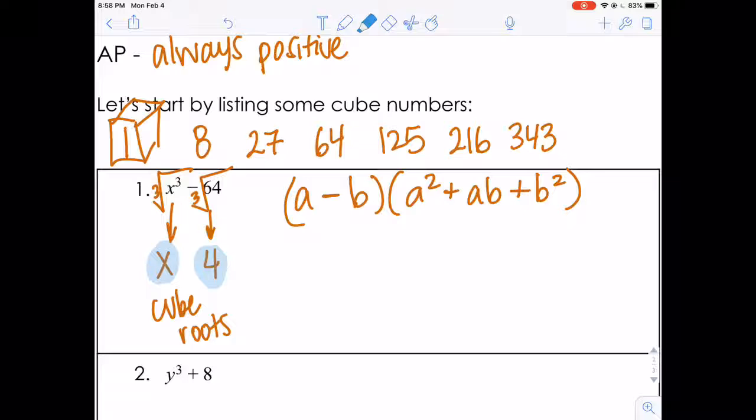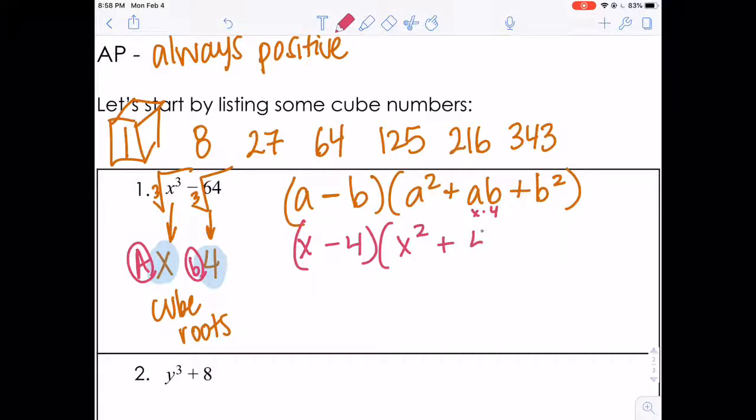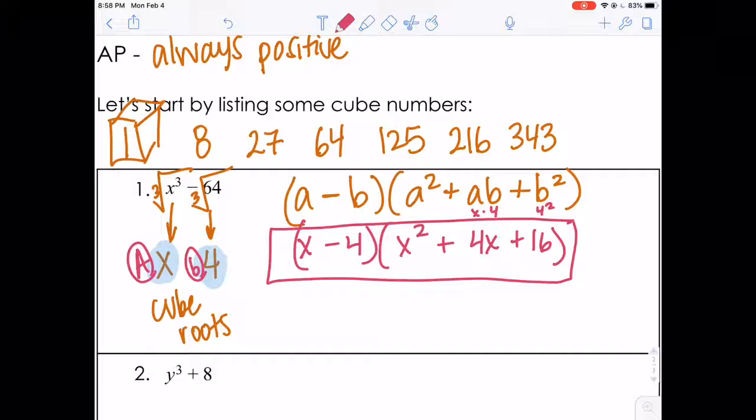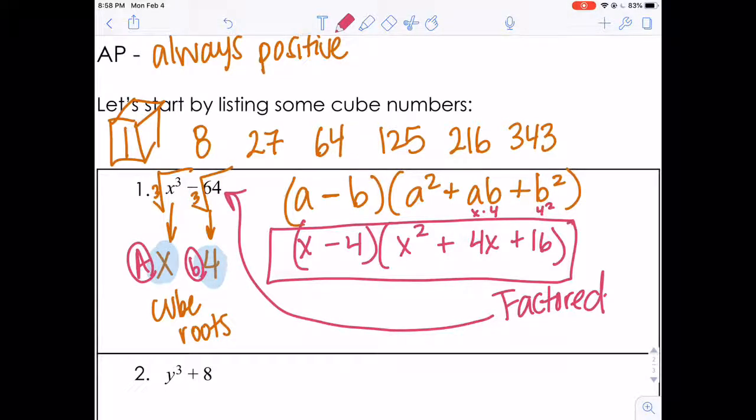So in this problem, x is going to become a, and b is going to be 4. So I would have x minus 4, and then I would have x squared minus x times 4, so 4x. And then b squared would be 4 squared, which is plus 16, like that. And this is the factored version of my cube, which I started with, this one here. So I know it feels like a little clunky for a lot of work.